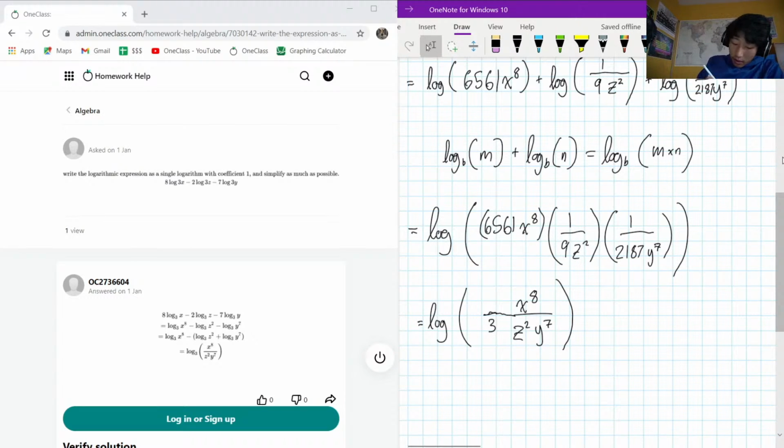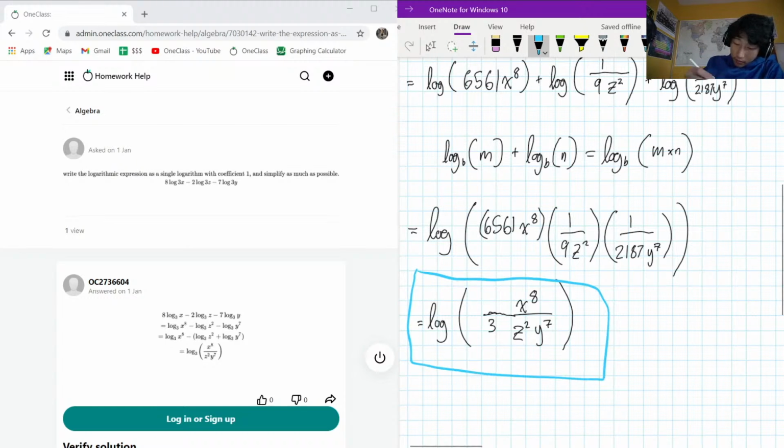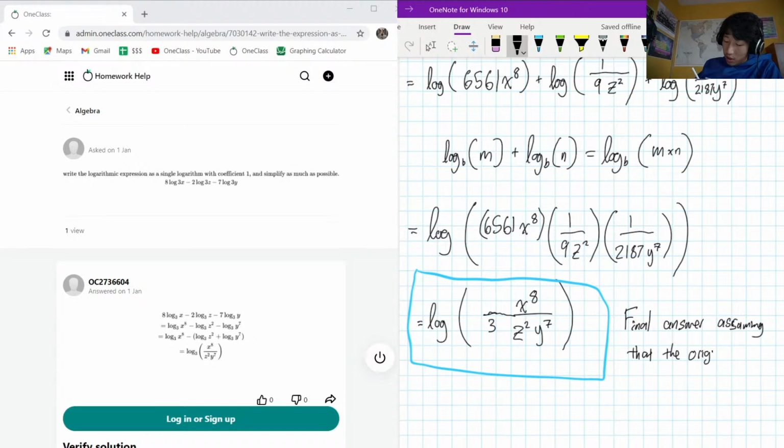Okay, so let's circle this off. Final answer, assuming that the original 3's were coefficients.